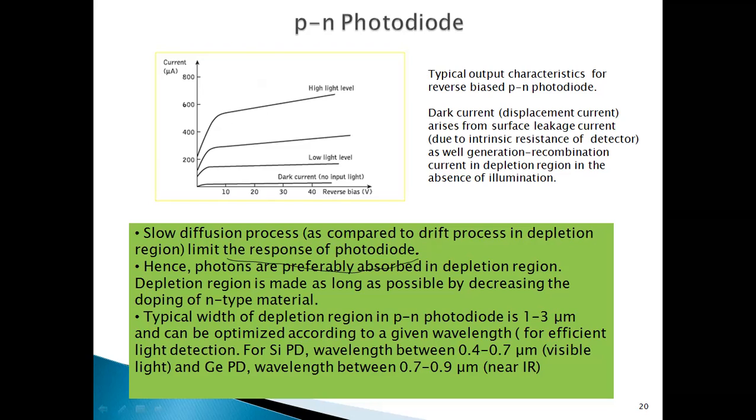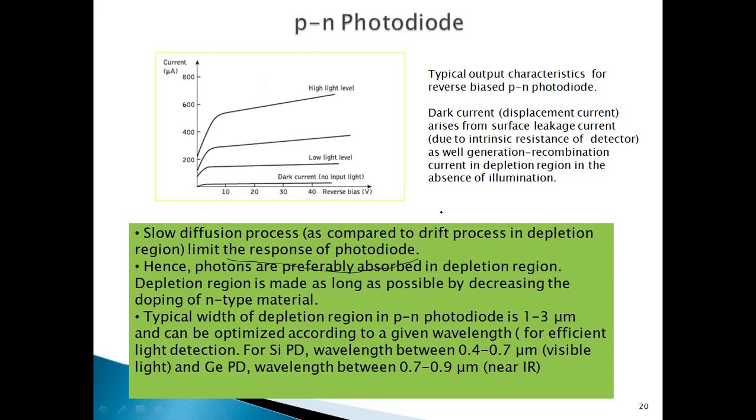To be made as long as possible, by which we can reduce the width of the diffusion region. So this can happen: we can reduce the diffusion region by decreasing the doping of the N type material. Okay, so that should be the alternative, in which we need to reduce the diffusion region by increasing the length of the depletion region for the case of the PN photodiode.